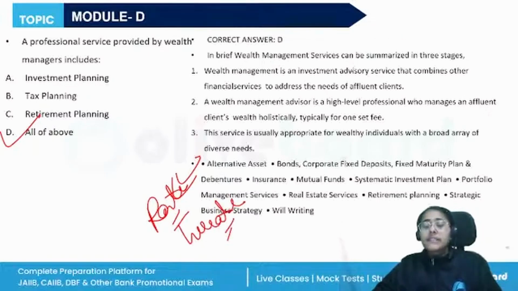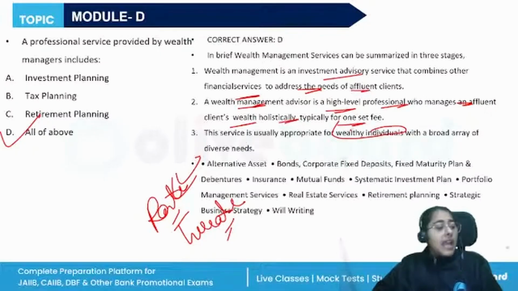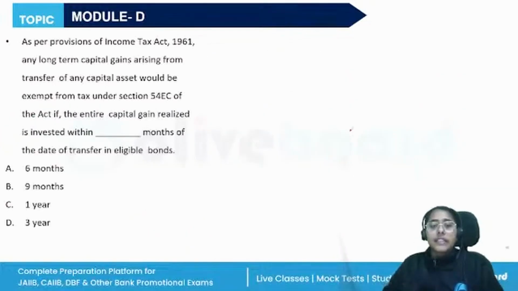So, wealth management is an investment advisory service that combines other financial services to address the needs of the affluent clients. It is a high level professional, the wealth management advisor, who manages an affluent client's wealth typically for one set fee, and it is appropriate for wealthy individuals. Why? Because a fee needs to be paid and there needs to be a minimum portfolio to apply for portfolio or wealth management. Alright, so the correct answer is option D.